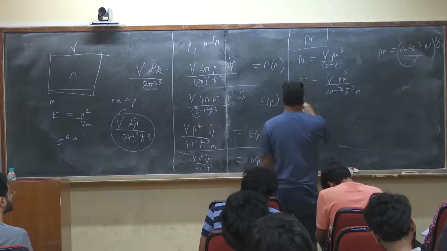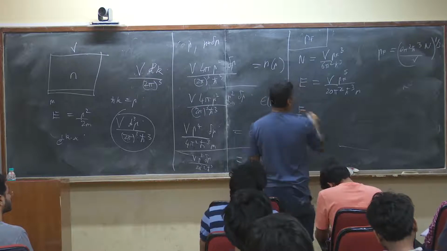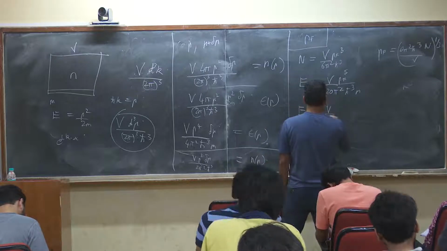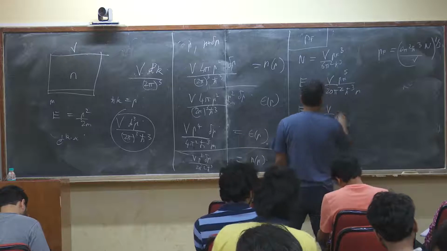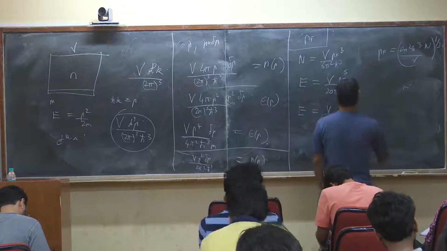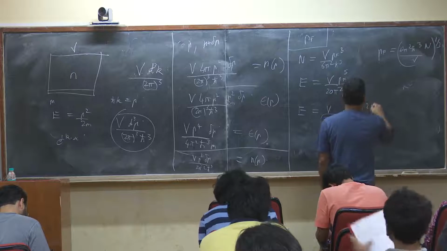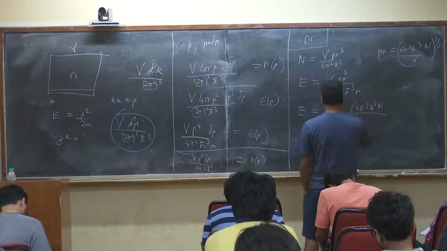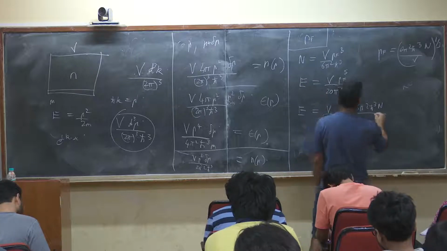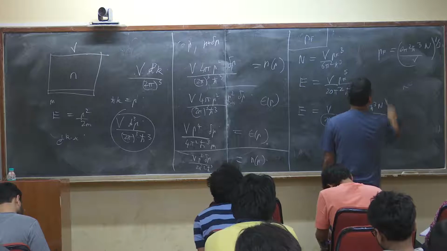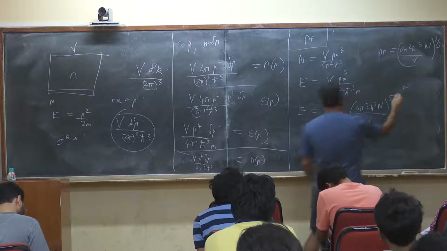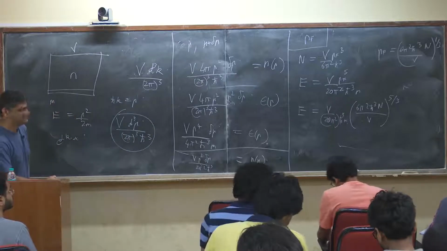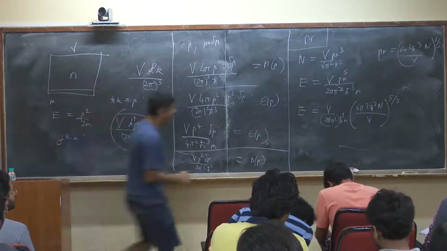And so we get E is equal to V by 20 pi squared, and then (6 pi squared h bar cube N by V) to the 5/3 divided by 20 pi squared h bar cube M, V to the power 5 by 3. Okay.